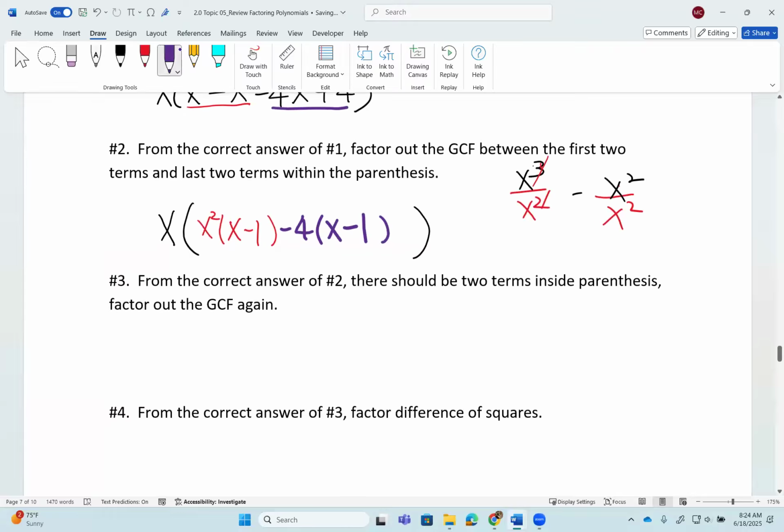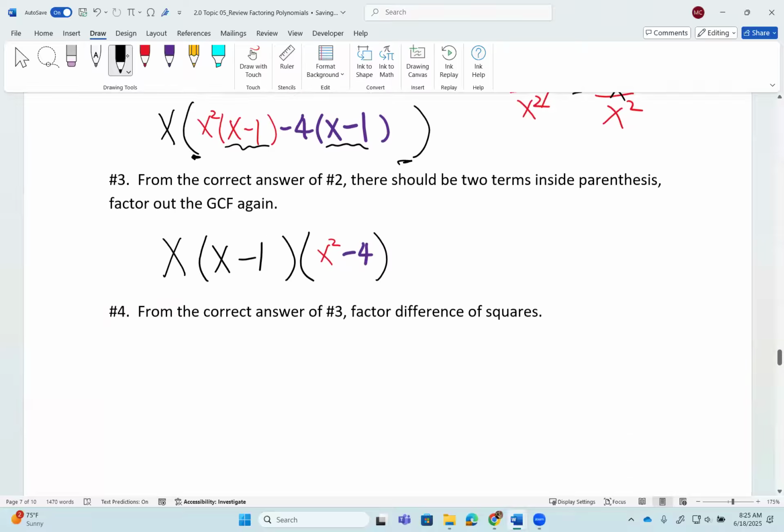Because once they match, that becomes my greatest common factor. So this x, original greatest common factor x, still up front. Now I'm gonna factor out the x minus 1, and I'm dropping the big parenthesis. So what's left? Factor out the x squared minus 1 to the outside. X squared is left for the first term. All right, second term, what should be left? Should be a negative 4.